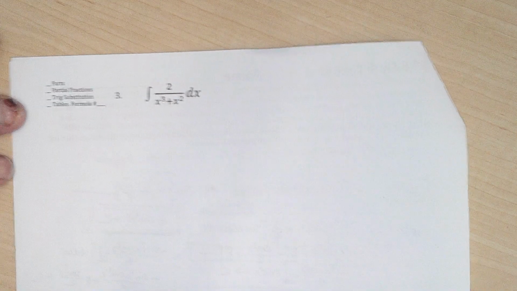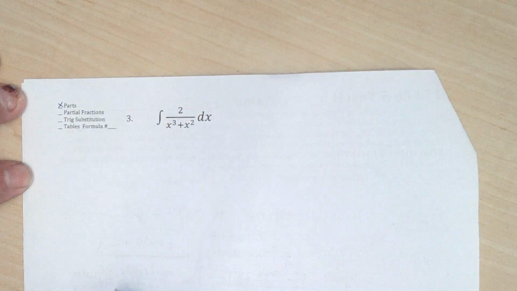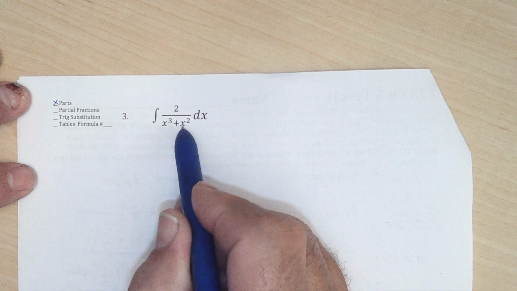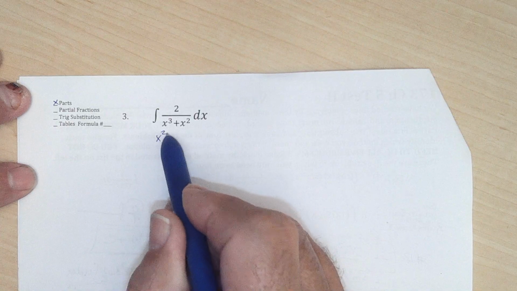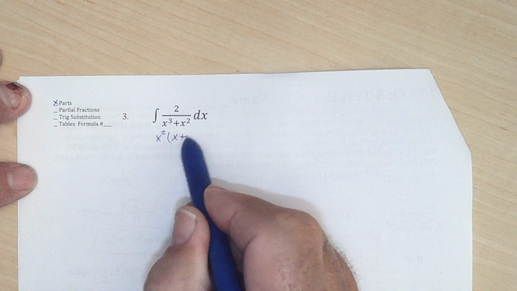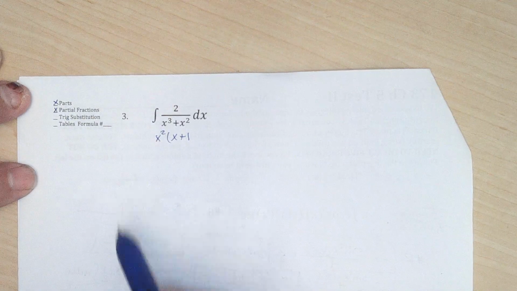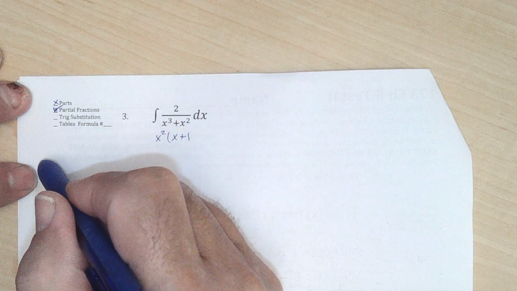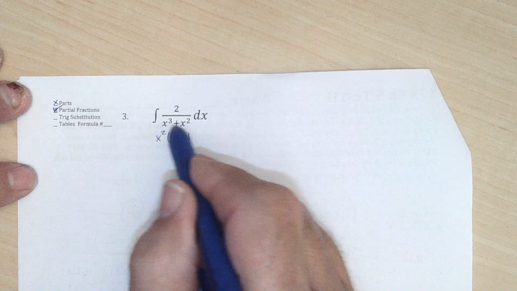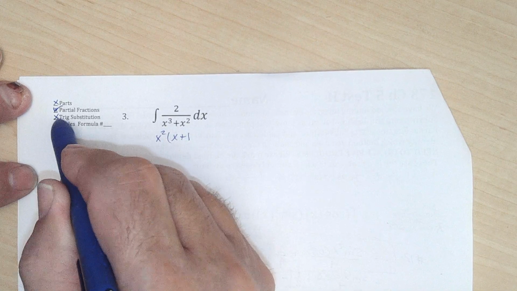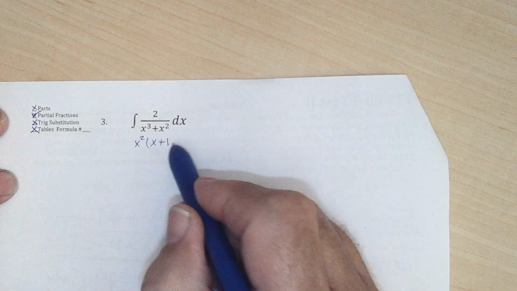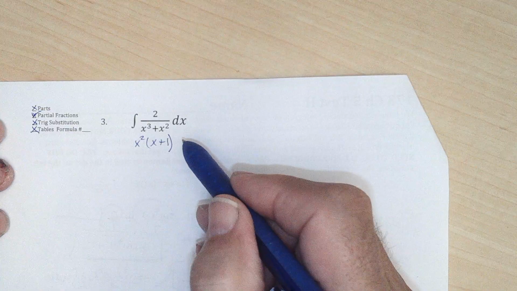Number 3. This isn't something we did with parts. This denominator factors, if you pull out as much as possible an x squared, that leaves an x plus 1. So it looks like it could be done with partial fractions. And this is not something you would look for in a trig sub, and you're not going to find this in tables. So this is a partial fraction problem.